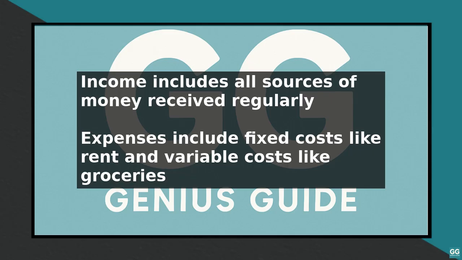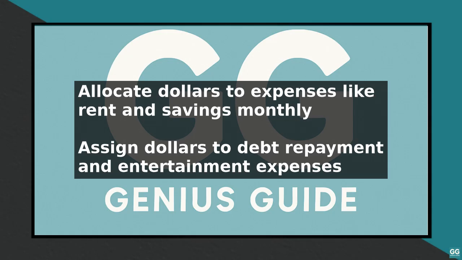and entertainment. Now, let's talk about practical examples of how to use EveryDollar. For instance, if you earn $4,000 per month, you can allocate $1,500 for rent, $500 for groceries, and $1,000 for savings. You can also assign dollars for debt repayment, entertainment, and other expenses.